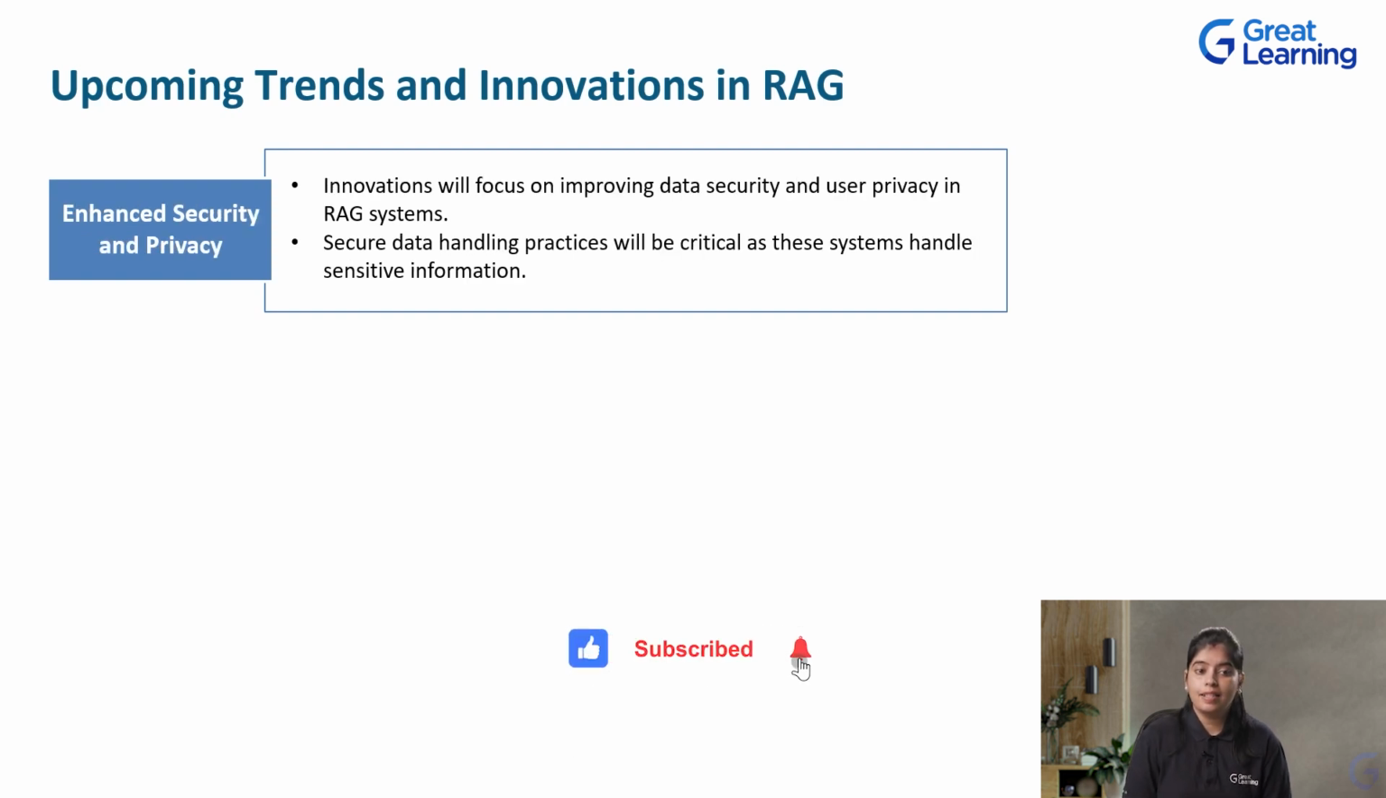Then after, enhanced security and privacy. Innovation will focus on improving data security and user privacy in RAG systems. Because if we use a vast amount of data, the data could be sensitive, and there we have to be very careful. So what does enhanced security and privacy do? It secures data handling practices, and it will be critical as these systems handle sensitive information.